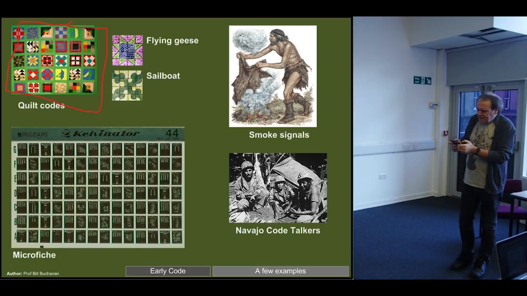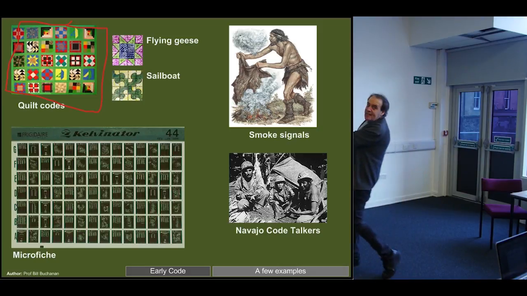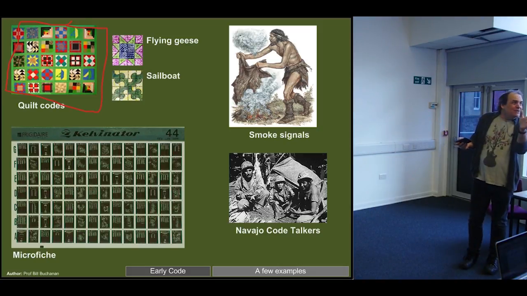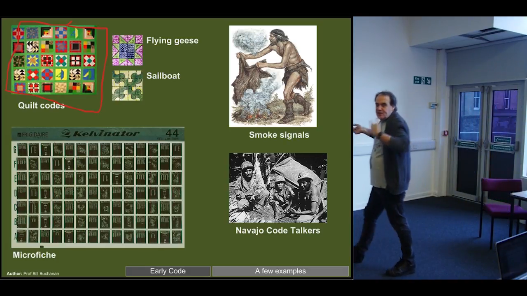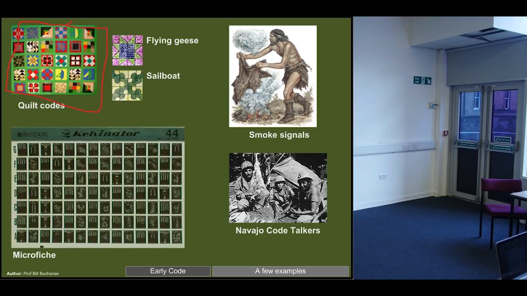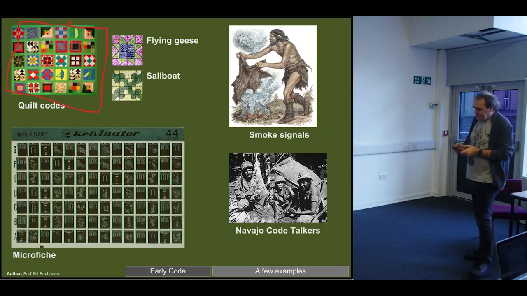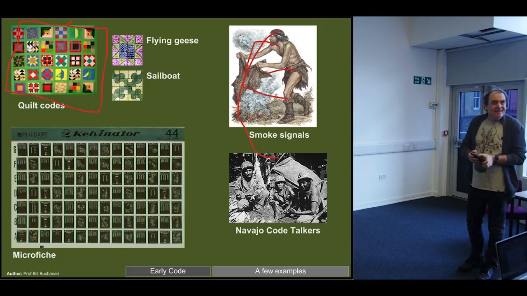The Afro-American slaves used a quilt code to hide the map of how to escape. So it basically says turn left at the rosebush, go past the lake, and you'll be able to escape. So this was the way that they actually created a secret map that was passed on, but it hid a secret code in it. Smoke signals are what we would call encoding, okay?